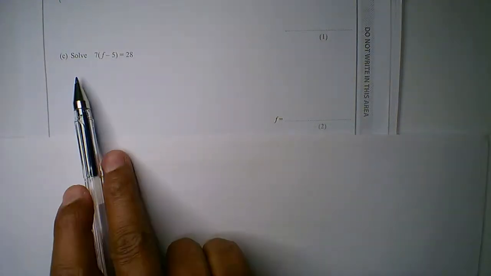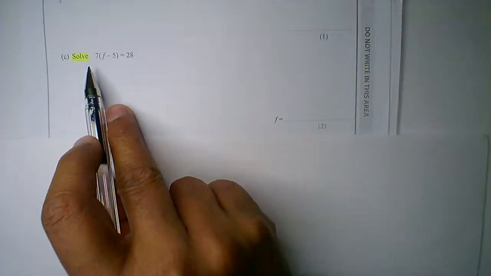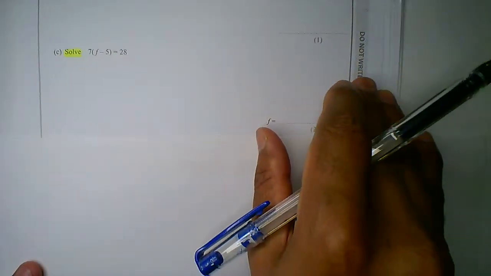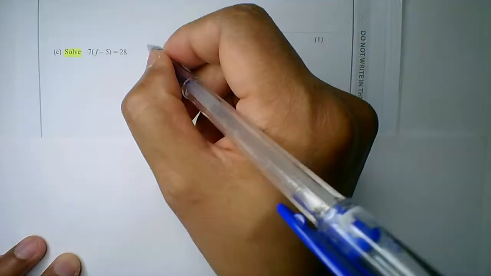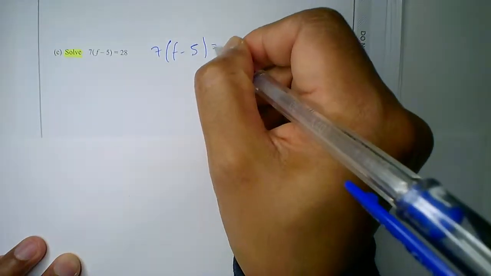Okay, so here we have another question with brackets. It says solve. So press pause and have a go. When you're ready, press play for the answer. So this time around, we've got solve 7 brackets F take away 5 equals 28. So similar to before, I'm just going to rewrite this. 7(F - 5) = 28.